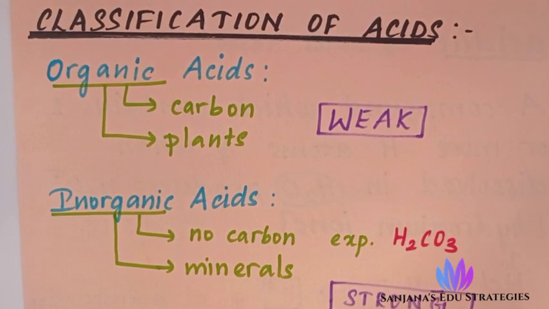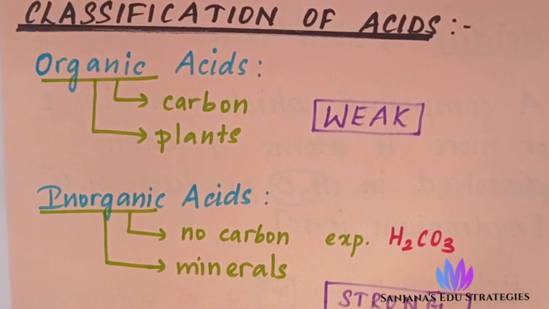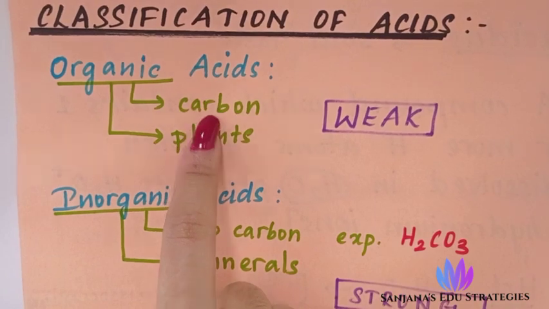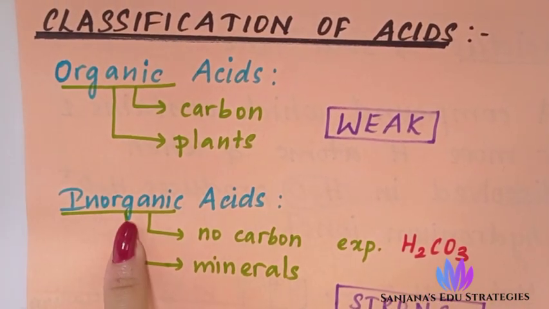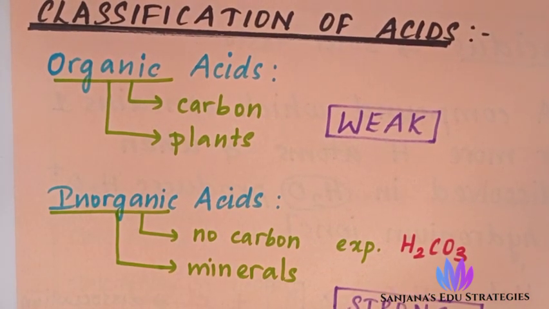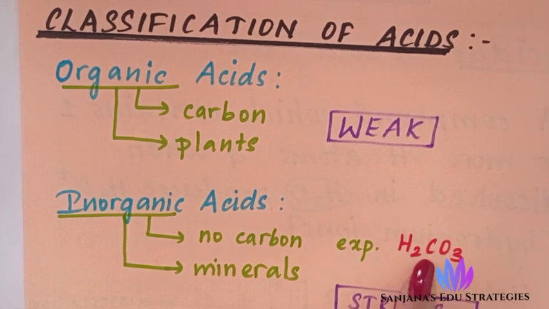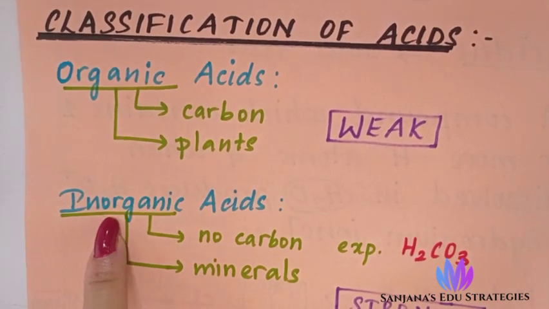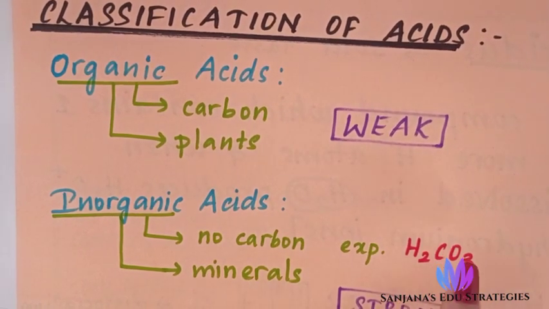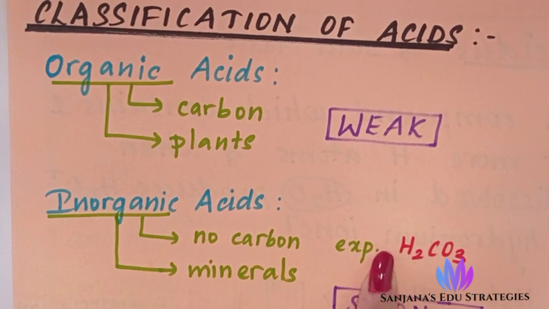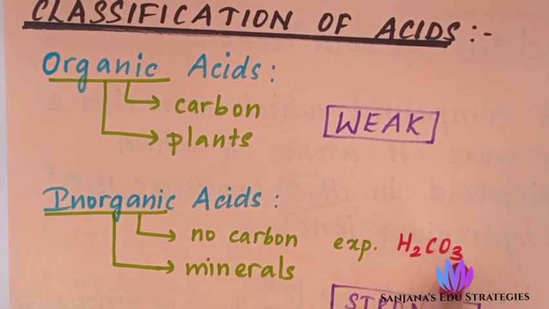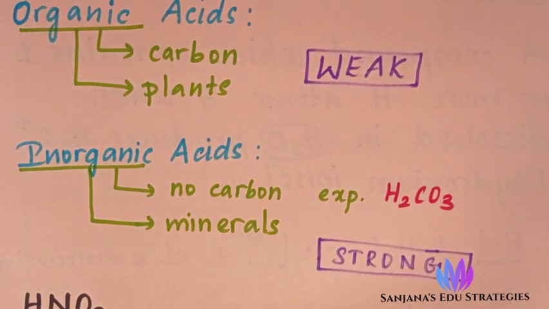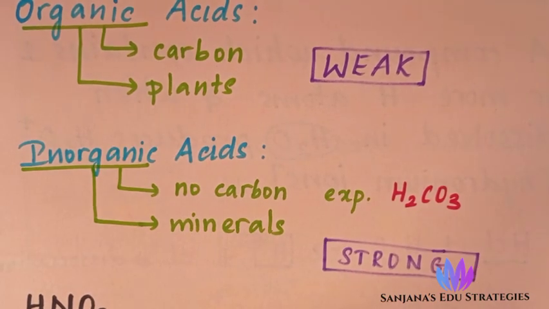There are different classifications of acids. Based on the presence of carbon, there are two types: organic acids and inorganic acids. Organic acids contain carbon along with hydrogen, and inorganic acids do not contain carbon, but there is an exception. Carbonic acid contains carbon along with hydrogen, but it is an inorganic acid. Another name for inorganic acid is mineral acid. So this is an exceptional case, and it is a weak mineral acid. Usually inorganic acids are strong, but carbonic acid is the only inorganic acid which is weak, and it is also non-corrosive.